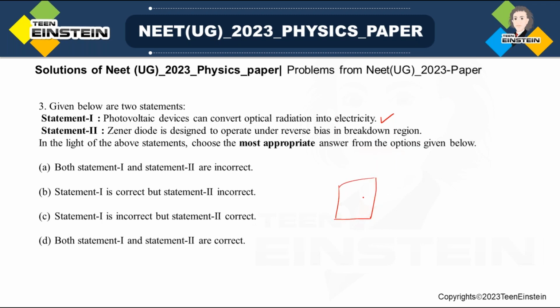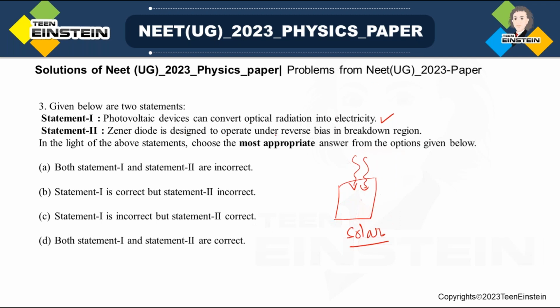When photons are coming, they are absorbed, and that photon or light energy will be converted to electricity. Okay, so electricity will be generated. So one example is solar, where solar energy is converted to electricity. That is true.